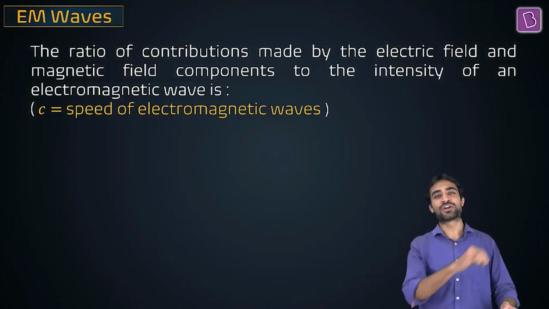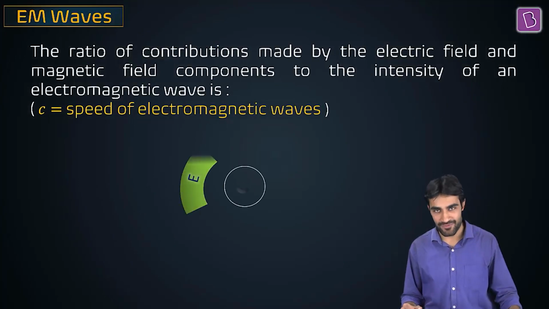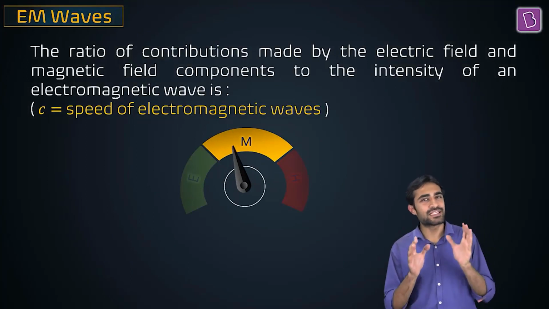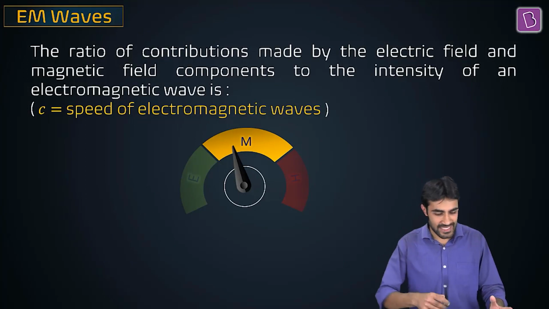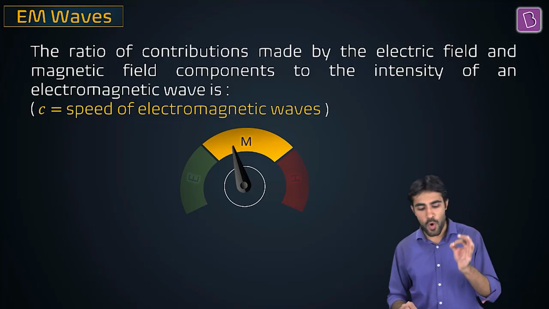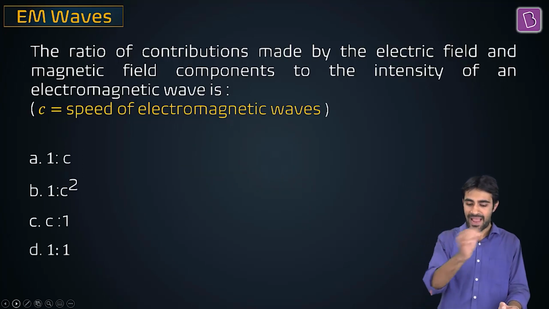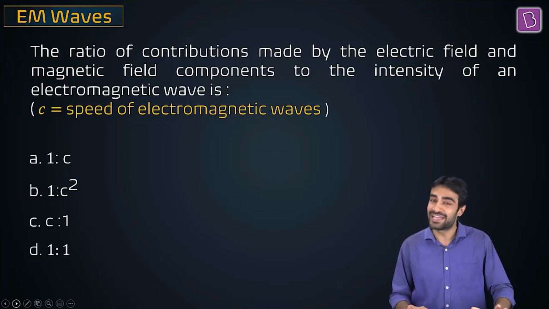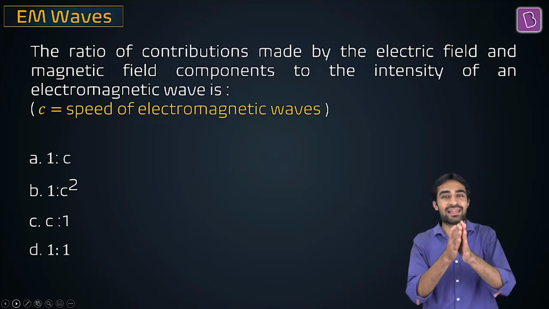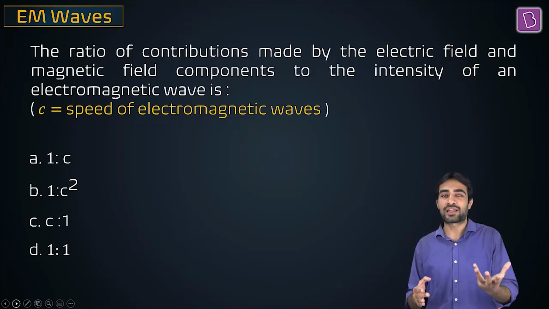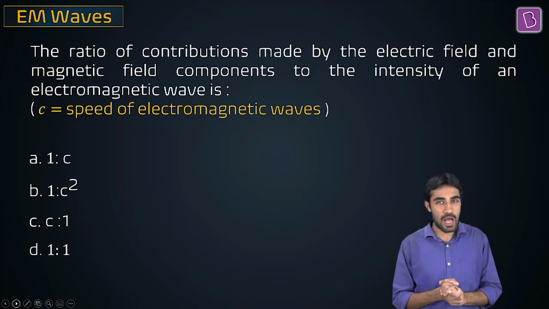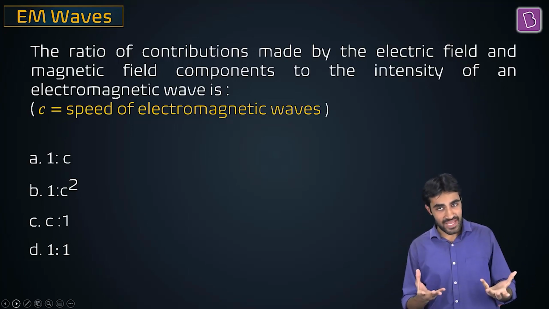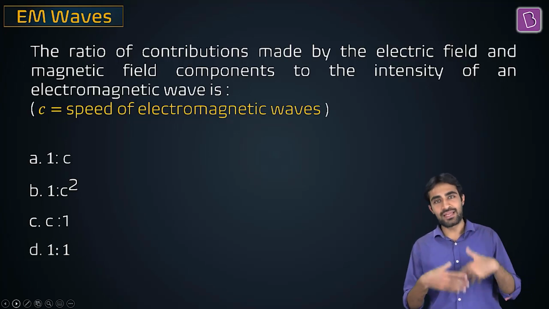Here is an interesting question on electromagnetic waves. The question is medium in our difficulty level. This is actually based on simple concepts. So the question is about the ratio of the contribution made by the electric field and magnetic field components to the intensity of an electromagnetic wave. So we have an electromagnetic wave. This is made up of an electric field and a magnetic field. Now, the electric field will contribute something in intensity. The magnetic field will also contribute something in intensity.